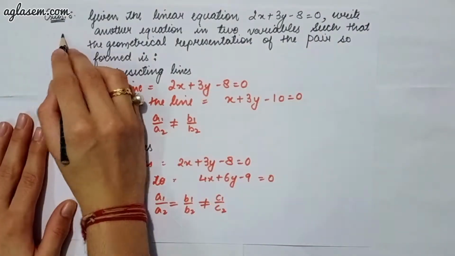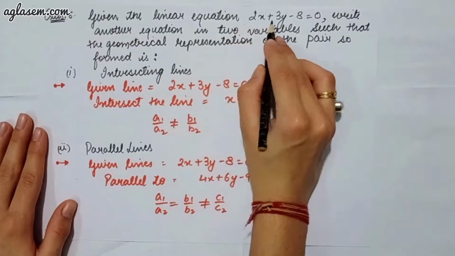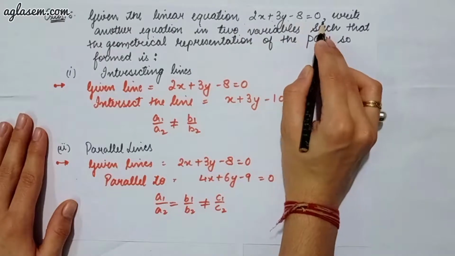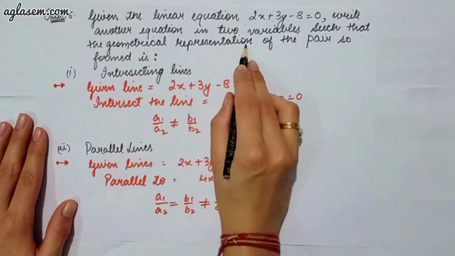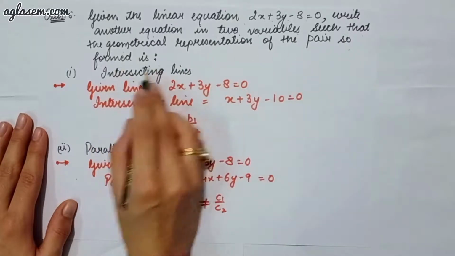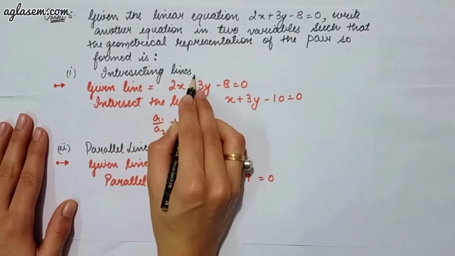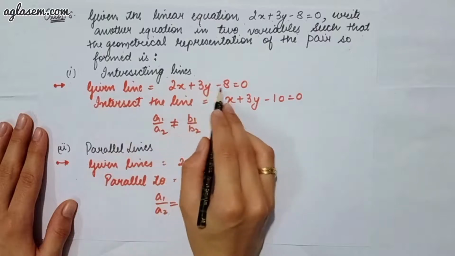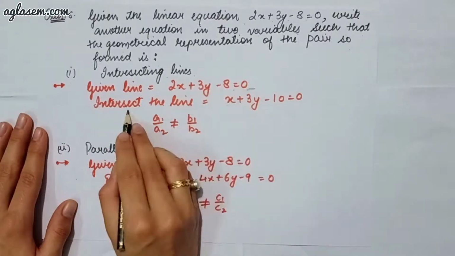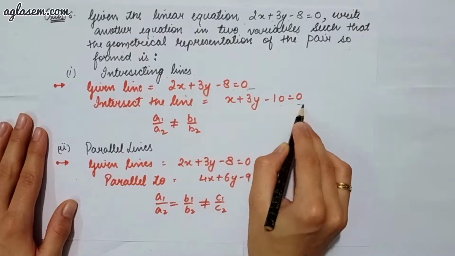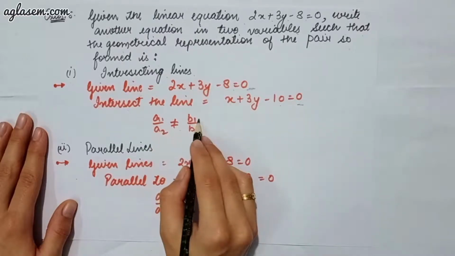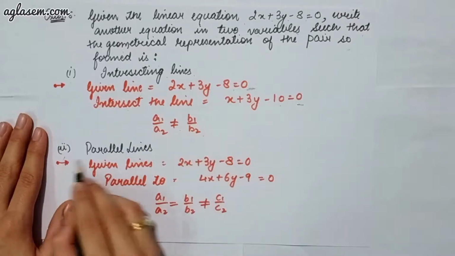Question number 6 says, given the linear equation 2x plus 3y minus 8 is equal to 0, write another equation in two variables such that the geometrical representation of the pair so formed is, first, intersecting lines. So the given line is 2x plus 3y minus 8 is equal to 0. An intersecting line is x plus 3y minus 10 is equal to 0, which means a1 upon a2 is not equal to b1 upon b2. Second part says parallel lines.